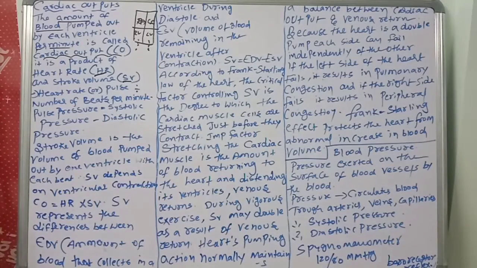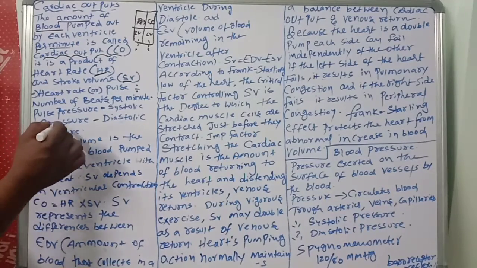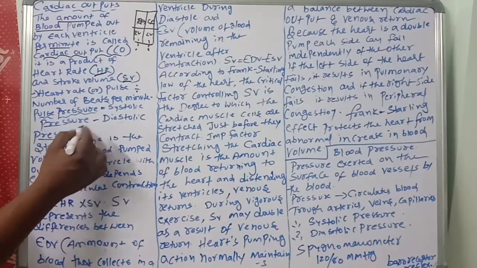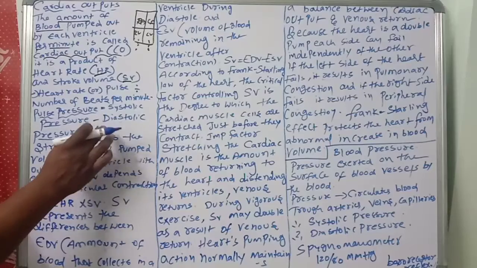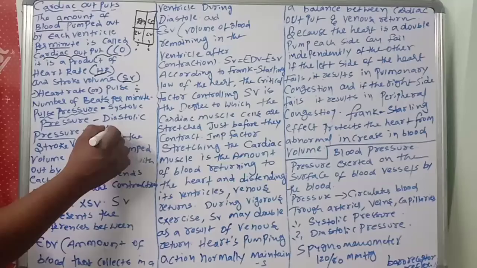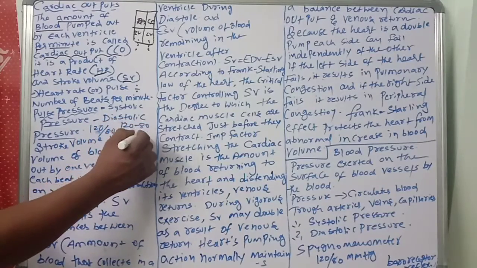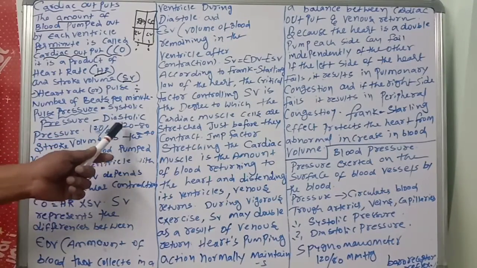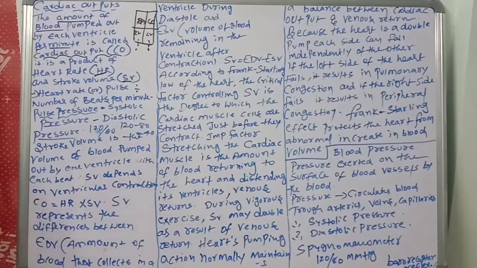Next, another important word, pulse pressure. Pulse pressure is equal to systolic pressure minus diastolic pressure. For a normal pressure of 120 by 80, 120 minus 80 is equal to 40. So that is the pulse pressure.